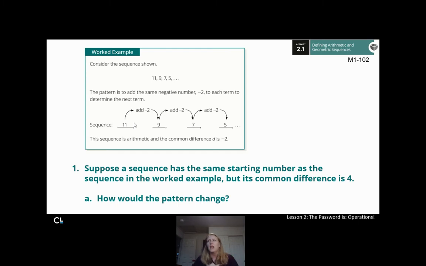Hit pause, write that down. How would the pattern change? And then hit play when you're ready to keep going.